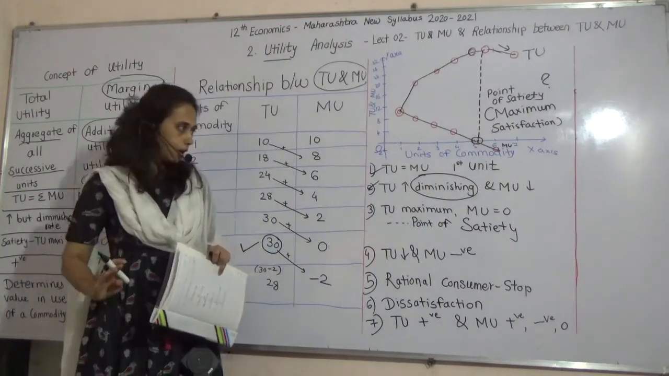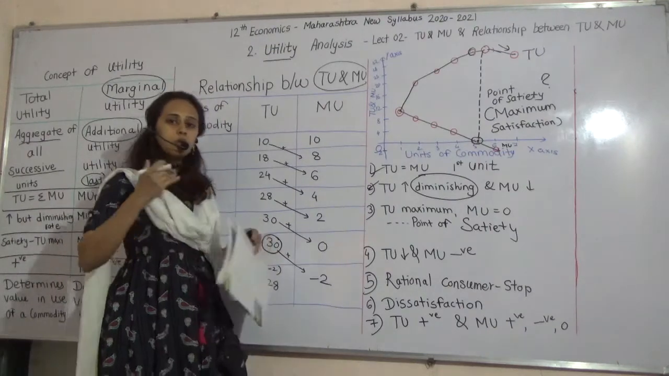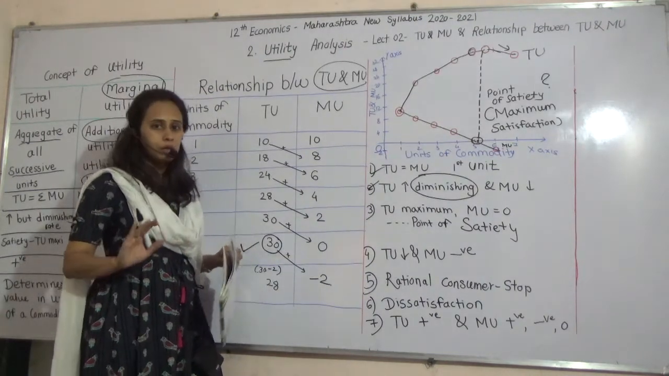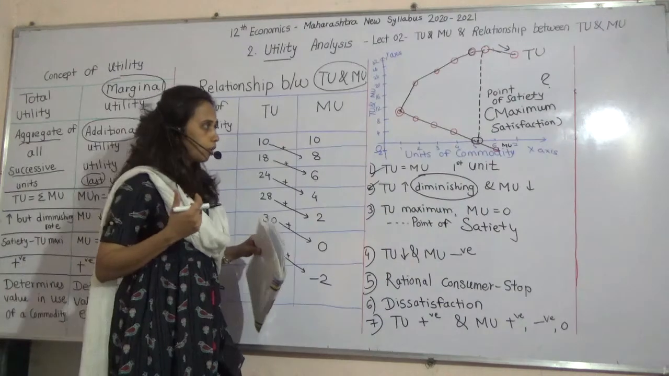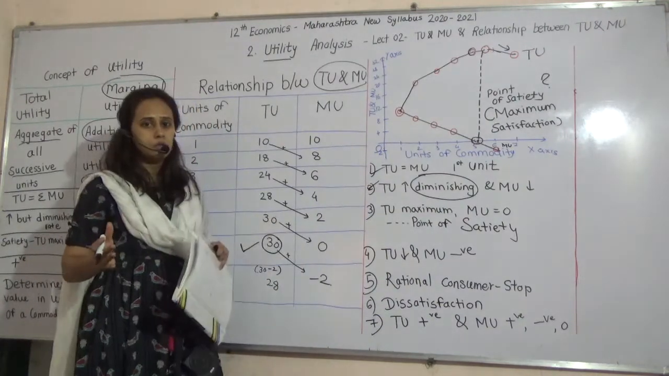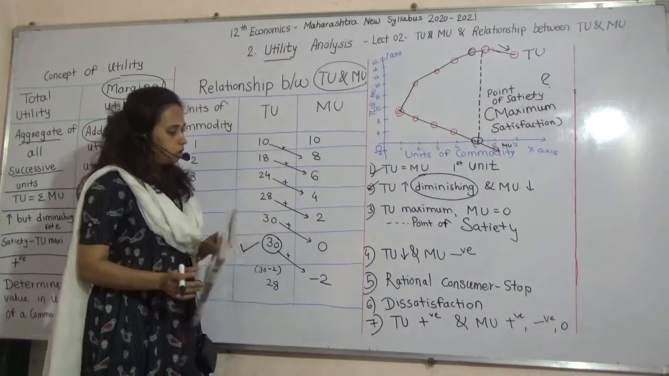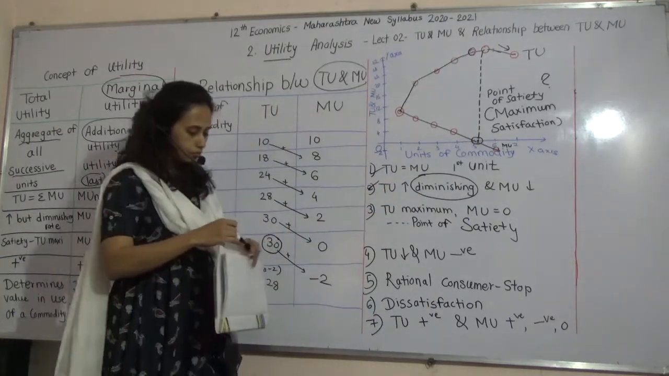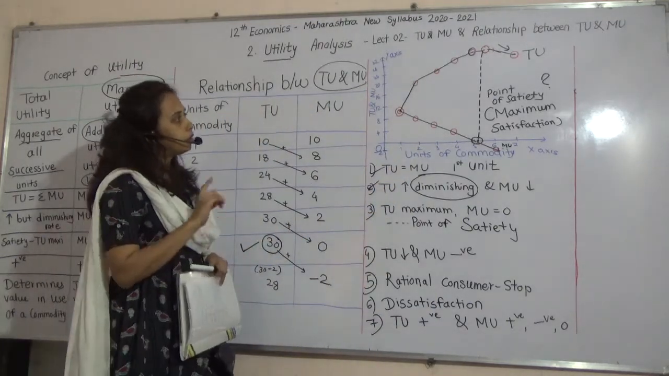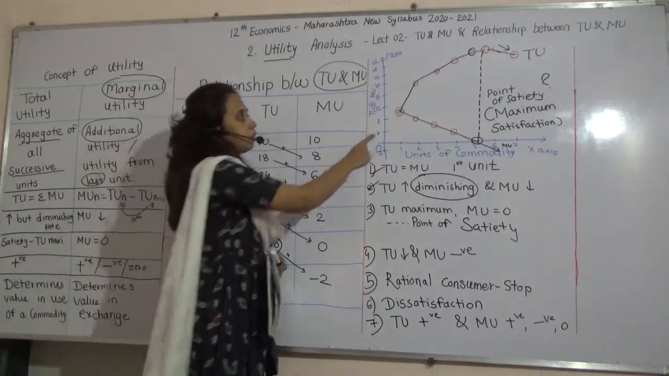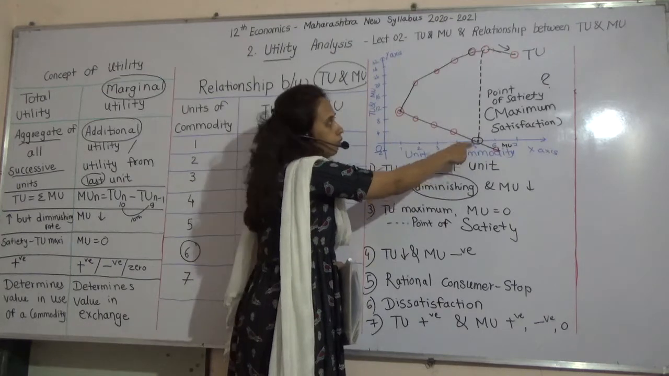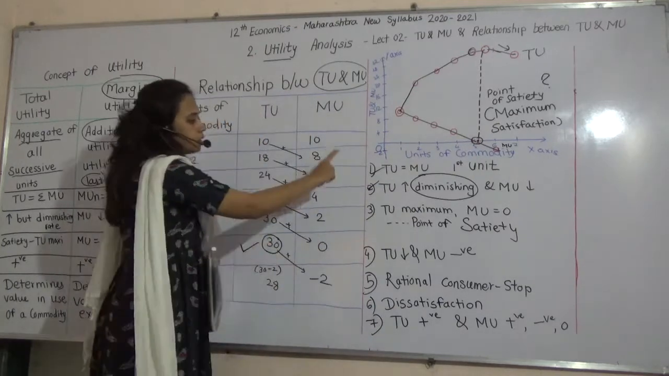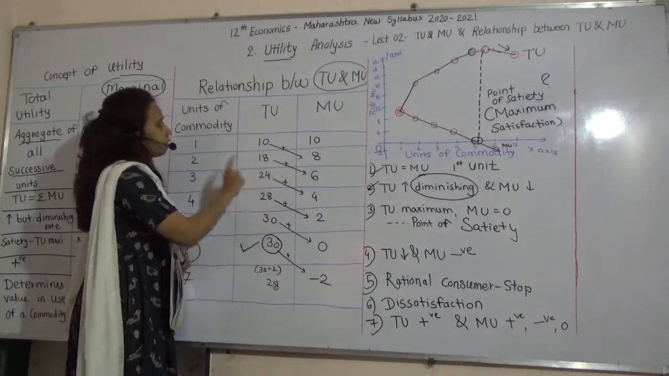Disutility starts from there. Disutility means even though you are consuming the product, you are not getting anything, or it's not advisable for a rational consumer to consume the product. One last point is TU is always positive. From the diagram, from the table, you can see that TU is always positive, but MU can be positive. We have seen that at the point of satiety it is 0, and even -2 means it is negative also. Now you have to use these points to distinguish.